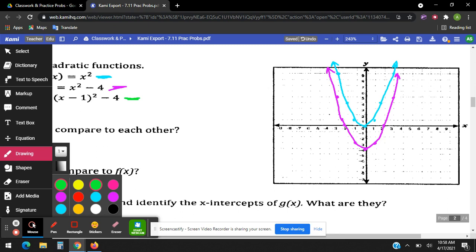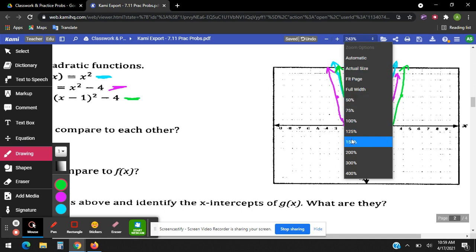Minus 1. So now we move it over plus 1. So instead of 0, -4, we're going to have 1, -4. And instead of 1, -3, we're going to have 2, -3. And instead of those intercepts, we're going to scoot them over 1. If we are scooting our graph to the right one, all of them are going to go right one. All right, so let's go back to our normal size.